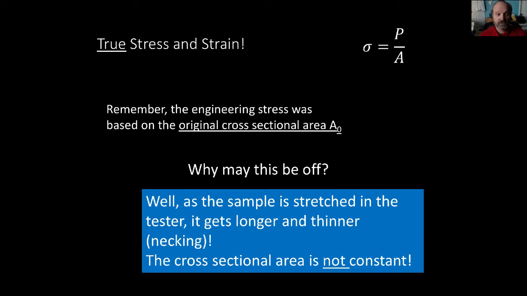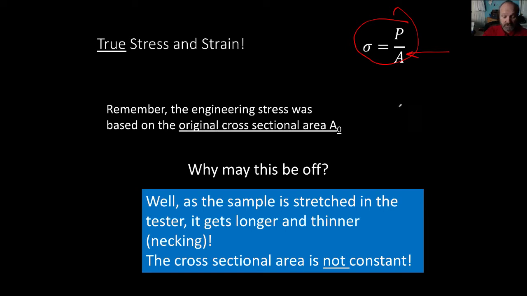So true stress and strain is written as sigma equals the load divided by the instantaneous cross-sectional area. So that's the area of the cross-section of the generally cylinder you're pulling on. And it doesn't have to be a cylindrical cross-section. It could be a rectangular cross-section if you're doing a sample that's a dog bone shape rather than the cylindrical shape.